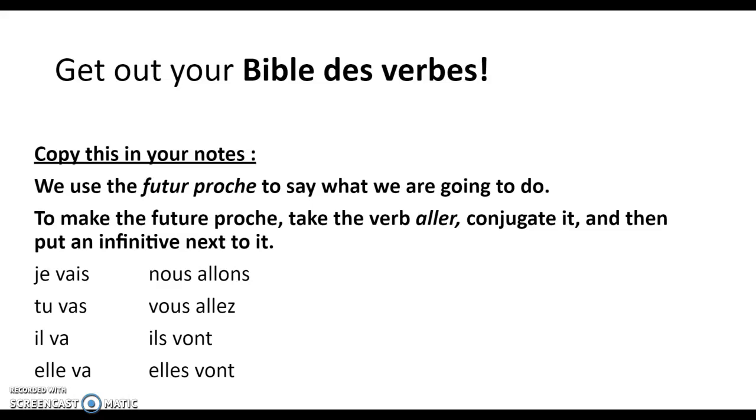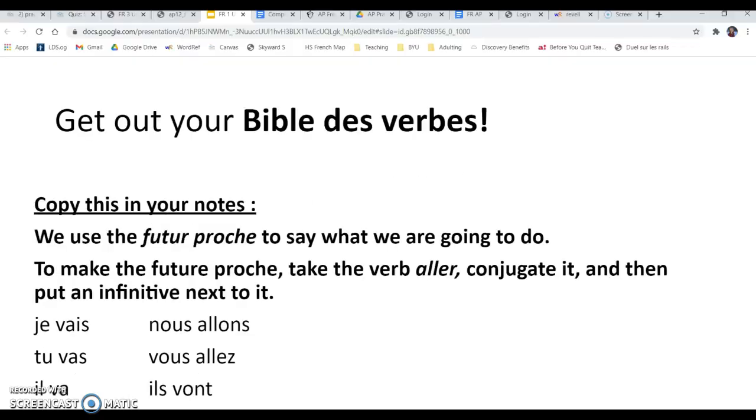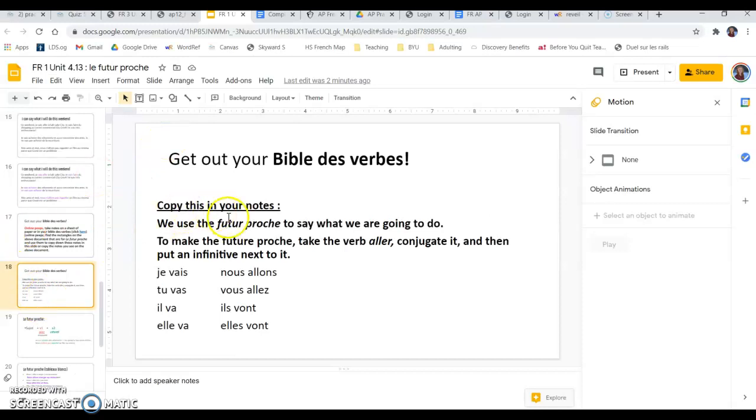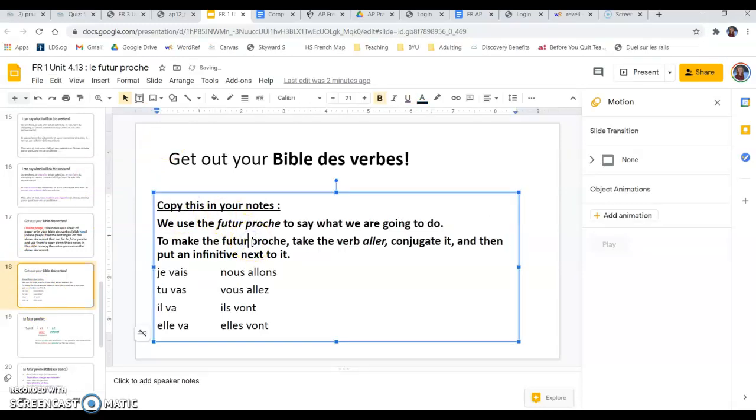To make the futur proche, you take the verb aller, conjugate it, and then stick an infinitive next to it. And an infinitive, these are verbs like manger, regarder, nager, what's another one? Dormir. These are all verbs that are infinitive because they haven't been conjugated yet, if that makes sense.